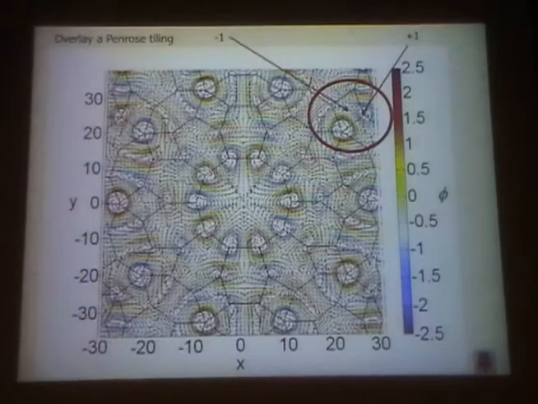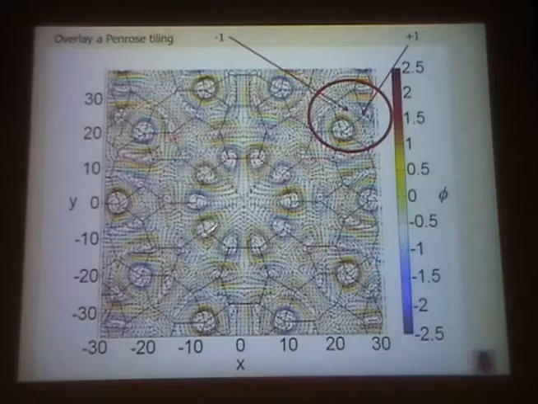The way you can do that is by taking the picture I showed you earlier and overlaying the Penrose tiling, which, for those of you that know something about Penrose tilings, may look a little odd here. I have some hexagons and a decagon in the middle. You can actually subdivide those further into rhombi, but it hasn't been done here.